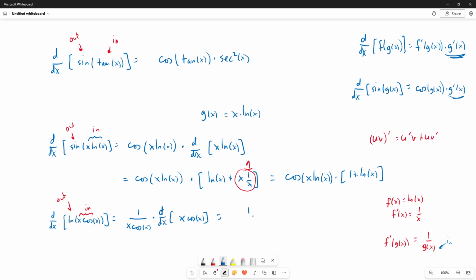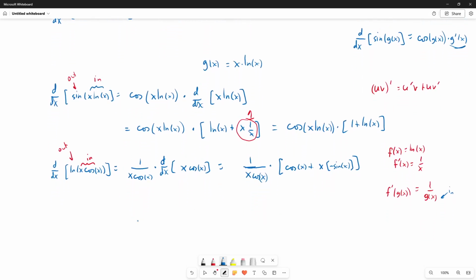So we have 1 over x cosine x, just copying that one, times, and now this derivative from the product rule is 1 times the cosine of x plus x times negative sine x. And I will write this as just negative x sine x. So we have a fraction with x cosine x on the bottom, and we have cosine x on the top, along with minus x sine x.